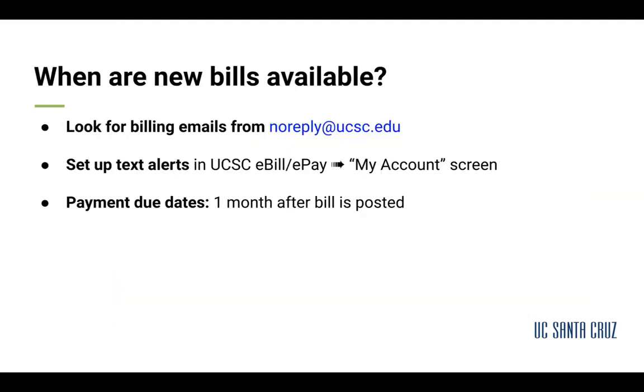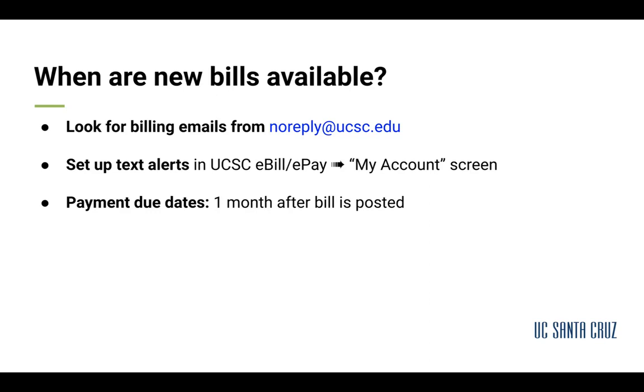When a new bill is available, you'll receive an email from noreply@ucsc.edu. If you'd like to get text alerts when new bills are ready, go to UCSC eBill ePay, click on the My Account screen, choose Set up SMS notifications, and submit the requested information. Payment due dates are usually about 1 month after a bill is posted, and the due date will appear on the top of each bill and in the UCSC eBill ePay system.